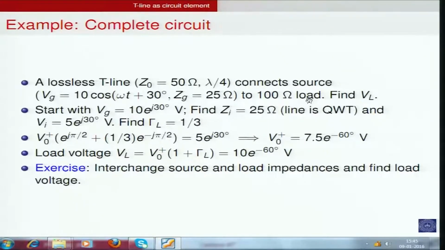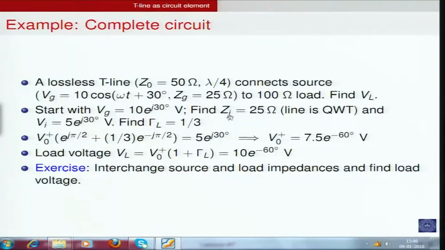Well, first convert this 10 cos(ωt plus 30 degrees) into phasor form. If you convert that to phasor form, you get Vg as 10 e^(j30 degrees). So this would be the generator voltage. Find out Zi. If you remember the case that we considered when βL was equal to π/2, which essentially means that L should be λ/4, we saw that the input impedance has a simple form, which is given by Z0 squared by ZL. What is Z0 squared here? 2500. What is ZL? 100. So the ratio of these two will be 25 ohms. So this is the input impedance.